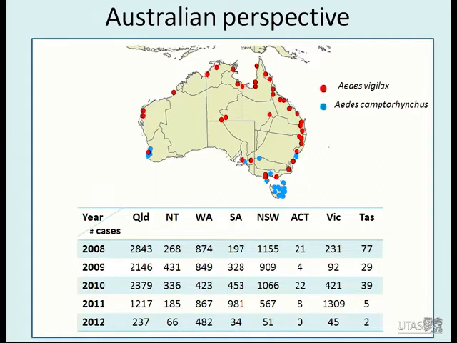From this chart here, over the past 5 years, you can see that the majority of the cases occur in the warmer areas of the country, and it's quite sporadic throughout the years and throughout the states.